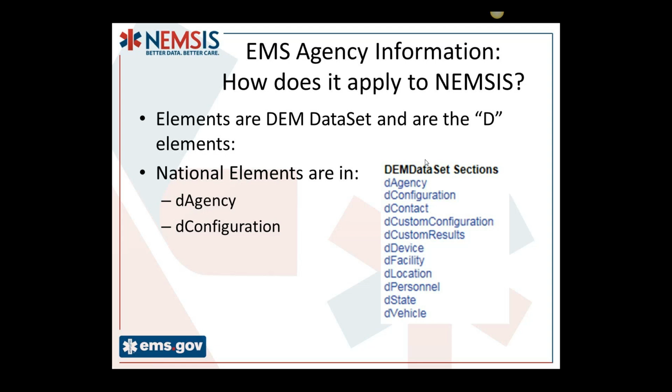So then my next question was, well, how does it apply to NEMSIS? Most of you who are on this call are already aware that we have elements in the NEMSIS standard that start with an E or start with a D. The EMS agency information elements are referred to as the DEM data set, or demographic data set, describing the EMS agencies, and we refer to those as the D elements. At a national level, we have elements that are a subset, and they're only elements that are part of the D agency section and the D configuration section.